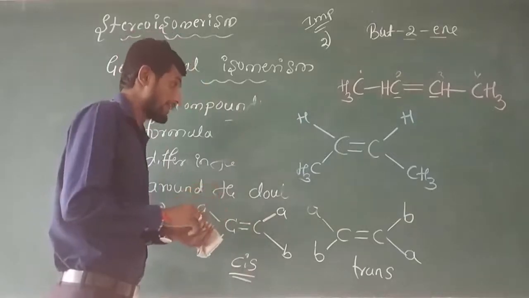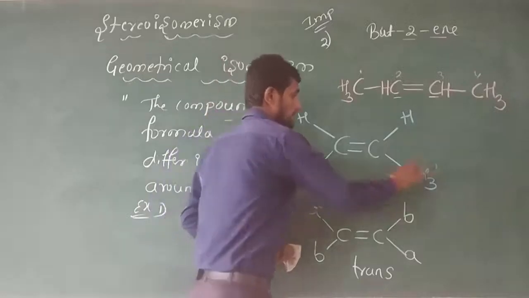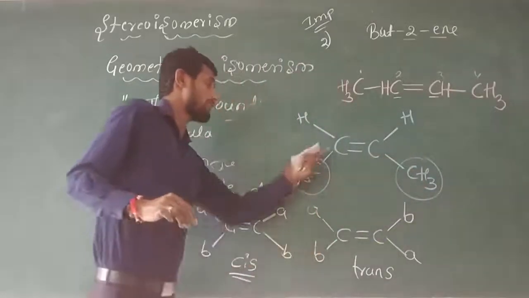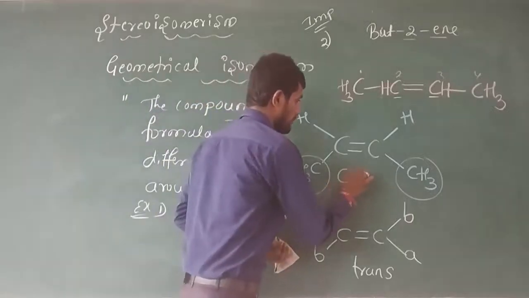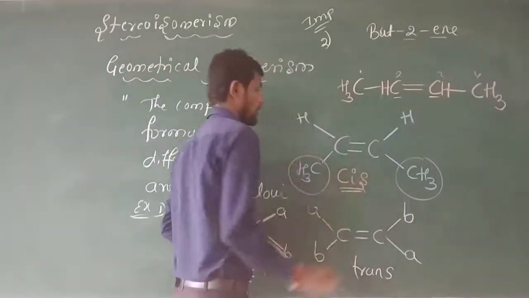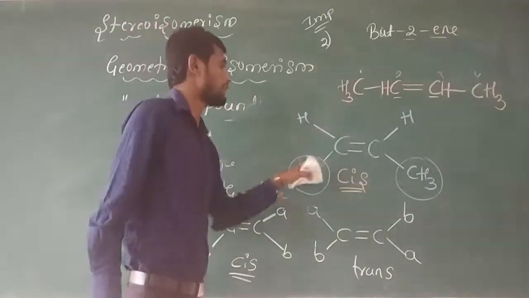Observe carefully. According to the concept, if two similar groups are present on the same side of the double bond, then it is cis form. Cis form. This is the cis form of but-2-ene.